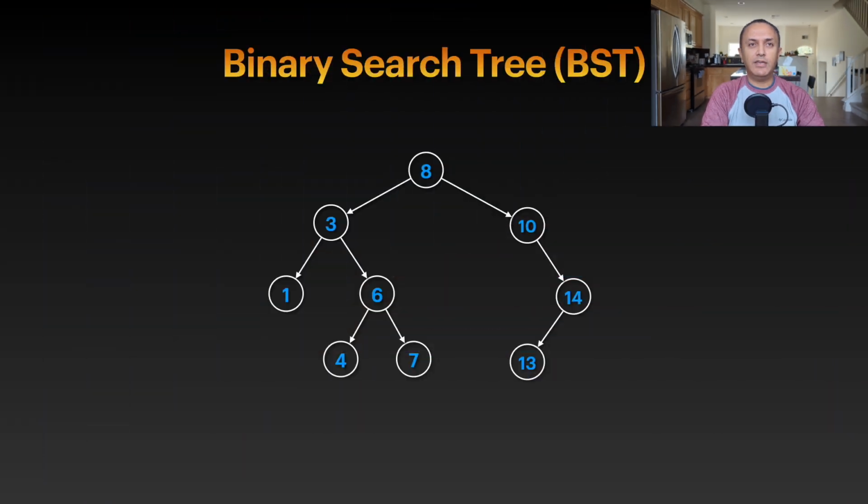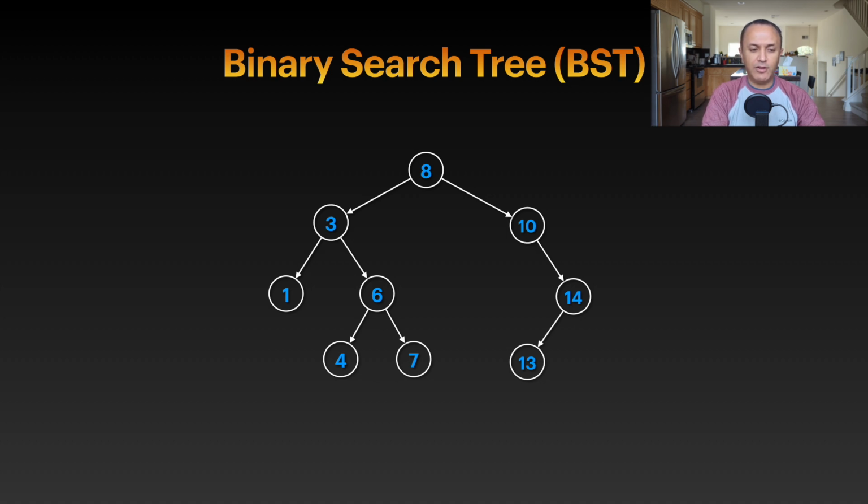So a binary search tree, or BST in short, is a binary tree. So each node can have up to 2 children. It is also sorted in the sense that for each node in the tree, all the nodes coming from its left subtree are less than the value of that node, and all the nodes on the right subtree are greater than or equal to that node. Let's see that in the example.